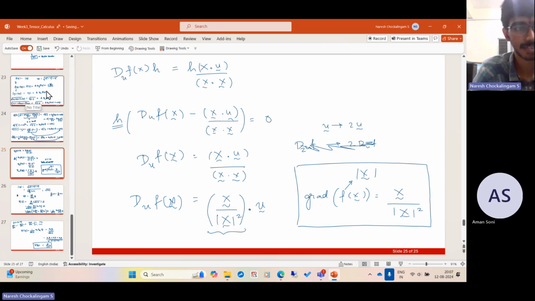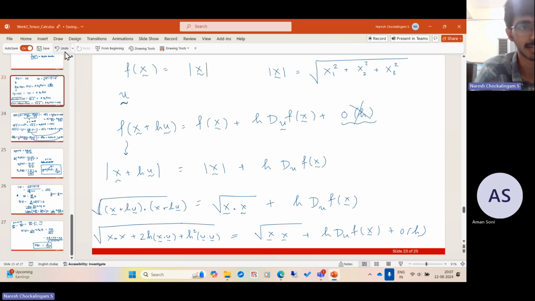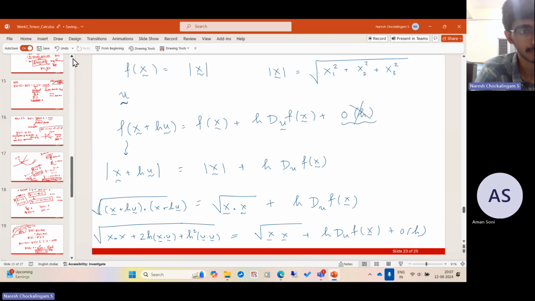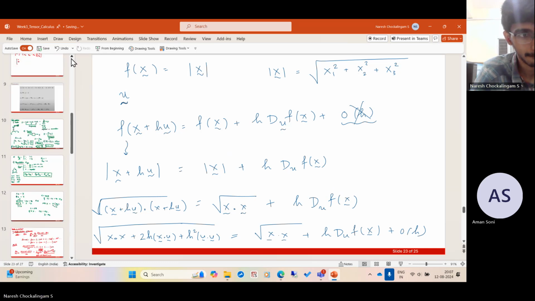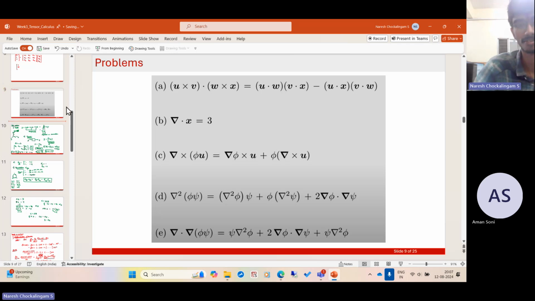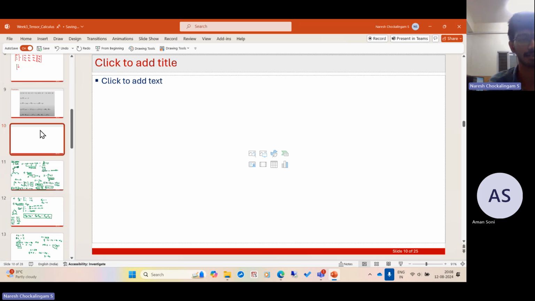This is how we work with directional derivatives and the gradients. Now we can solve some of these problems. Let us start with the first one. These are just exercises in indicial notation. Or let us start from the last one. The first one is a bit easy. So let's start from E, right? Those are more challenging.